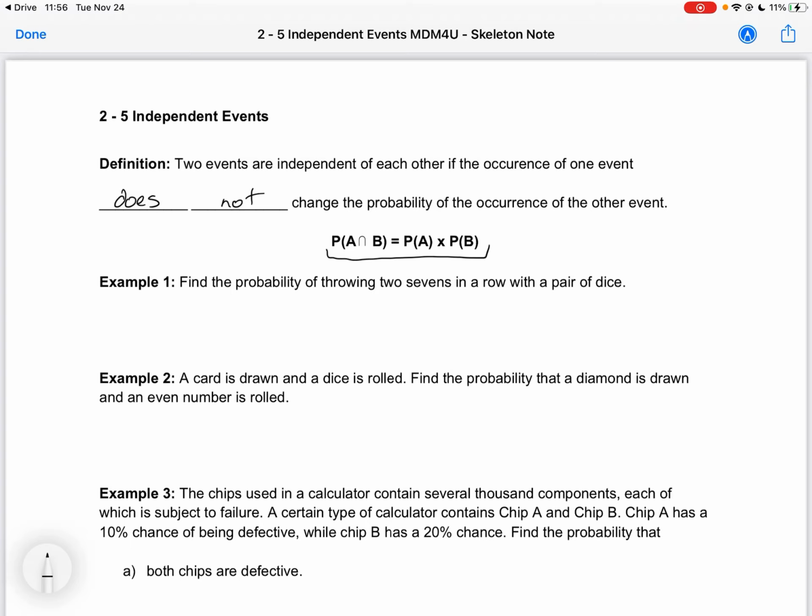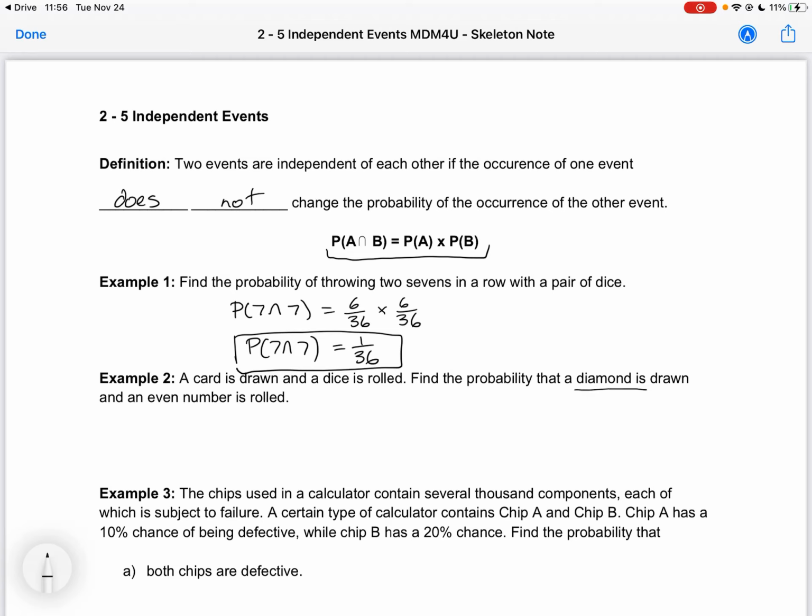So example 1 here asks us to find the probability of throwing 2 7s in a row with a pair of dice. So that would be a 7 and a 7. Our chance of throwing a 7 the first time we roll the dice is 6 over 36. And then we pick up the dice, roll them again. We have another 6 out of 36 chance of rolling a 7. So our total chance of rolling 2 sums of 7 with 2 rolls and 2 dice would be 1 over 36.